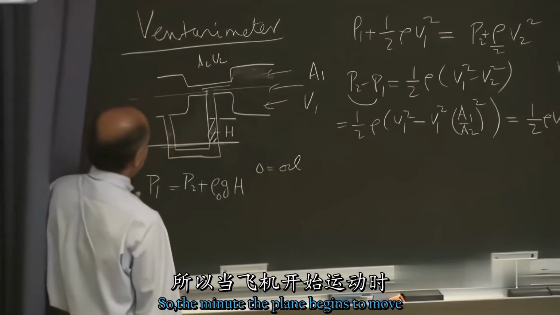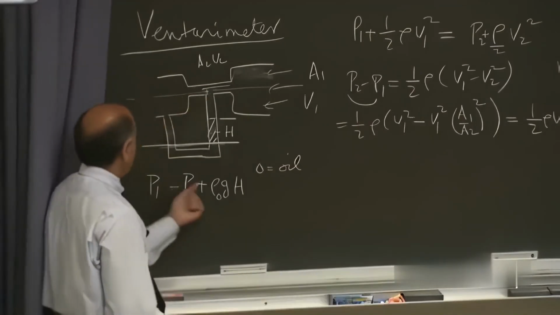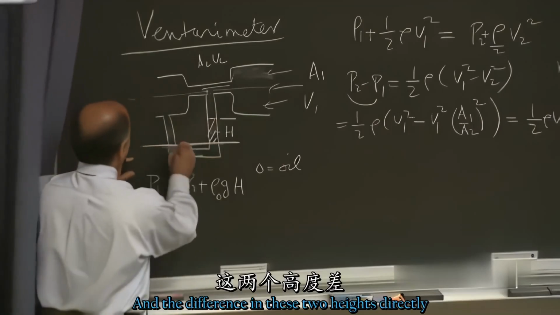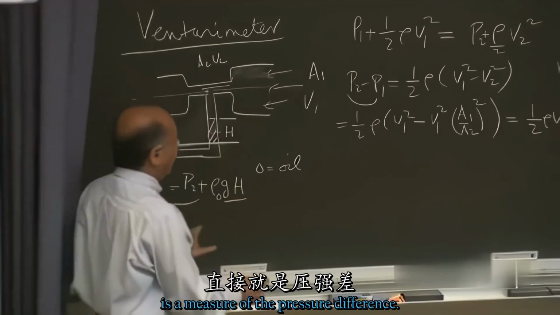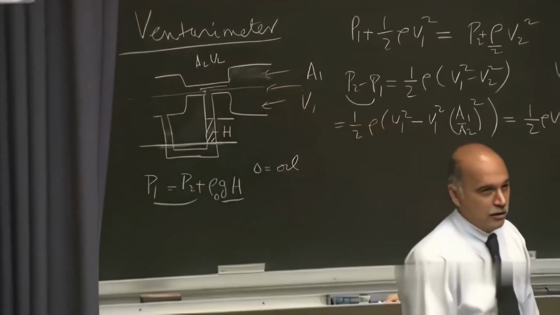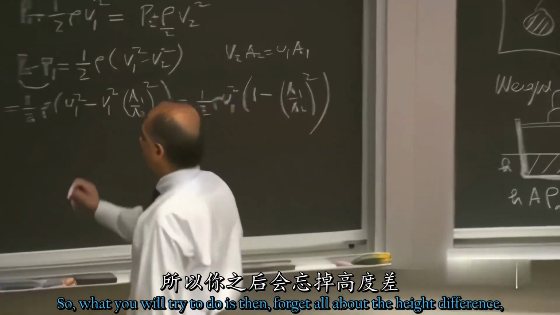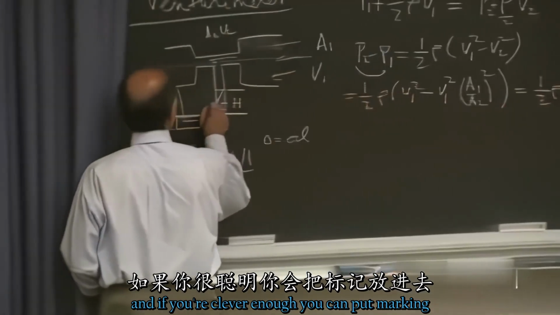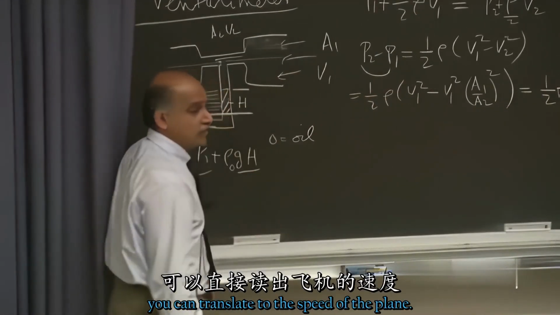So the minute the plane begins to move, the pressure here will be higher than the pressure here. The fluid will be pushed up. And the difference in these two heights directly is a measure of the pressure difference. That in turn is a measure of the velocity. So what you will try to do is then forget all about the height difference. And if you're clever enough, you can put markings so that by counting the difference in the markings, you can translate to the speed of the plane.